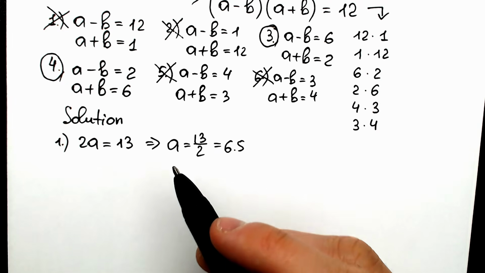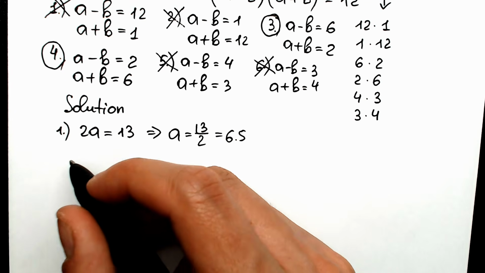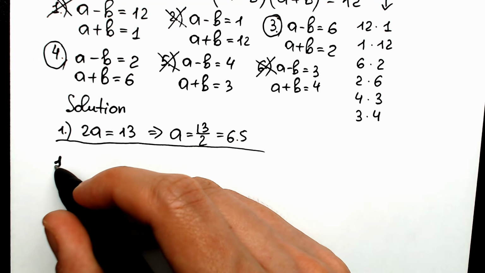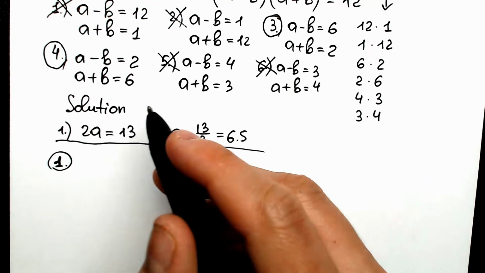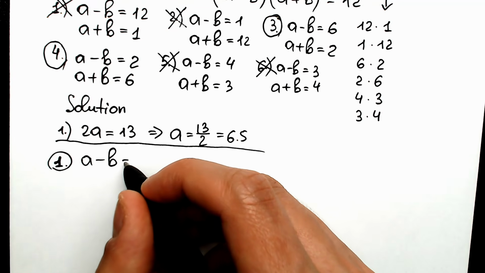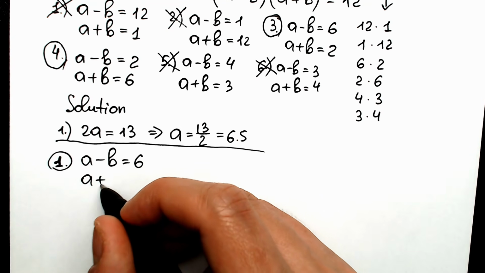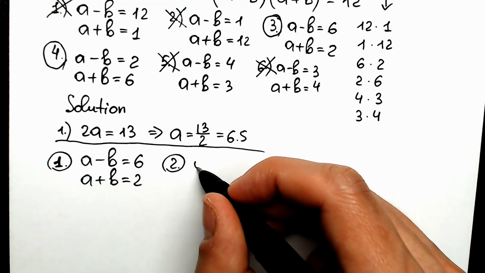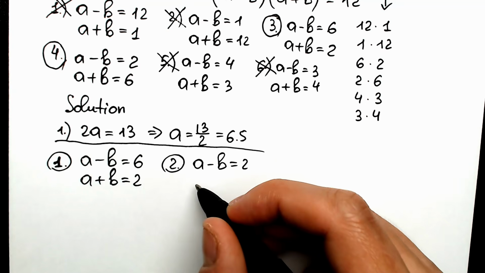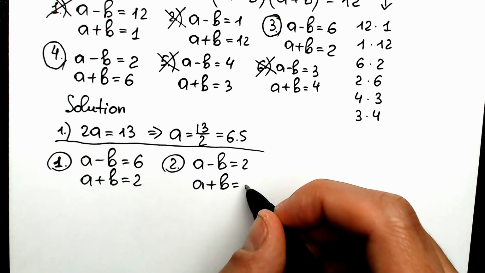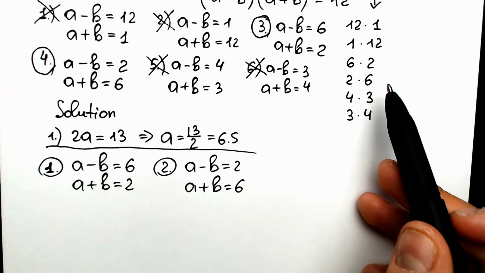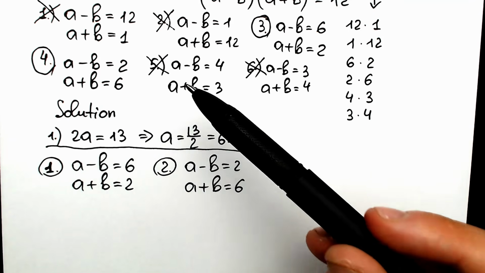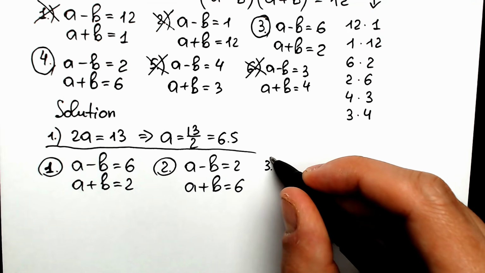So that's why, let's underline it right here and write our four systems of equations. We are interested in this one: a minus b equal to 6, a plus b equal to 2. The second one: a minus b equal to 2, and a plus b equal to 6. And as I said in the beginning, we don't forget about the negative branch, because there will be a lot of cases. So we're interested in the negative cases as well.